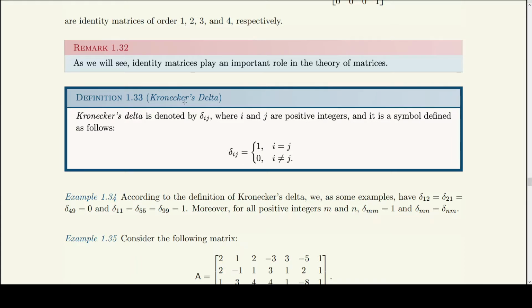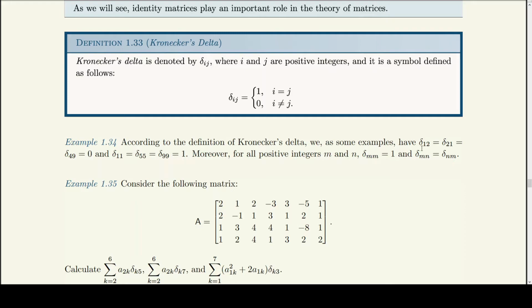It's called delta, Kronecker's delta. So delta, and then we have 2 indices, i and j. It is defined to be 1 whenever these indices are equal, and it is defined to be 0 if the indices are not equal. Of course, indices should be natural numbers. It's just a piece of notation.